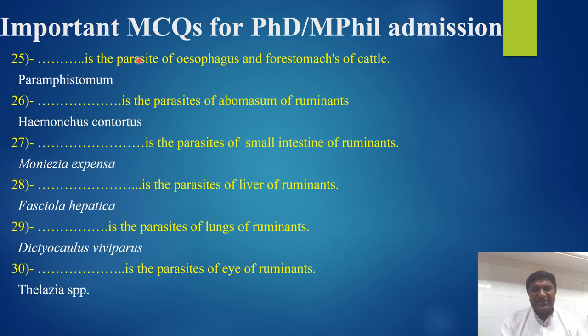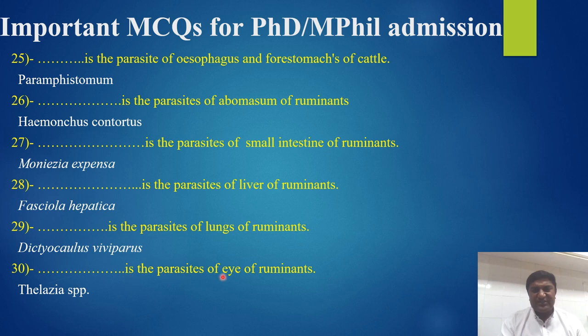Dash is the parasite of the esophagus and forestomachs of cattle, that is Paramphistomum. Dash is the parasite of the abomasum of ruminants, Haemonchus contortus. Dash is the parasite of the small intestine of ruminants, Moniezia expansa. Dash is the parasite of the liver of ruminants, Fasciola hepatica. Dash is the parasite of the lungs of ruminants, Dictyocaulus viviparus.